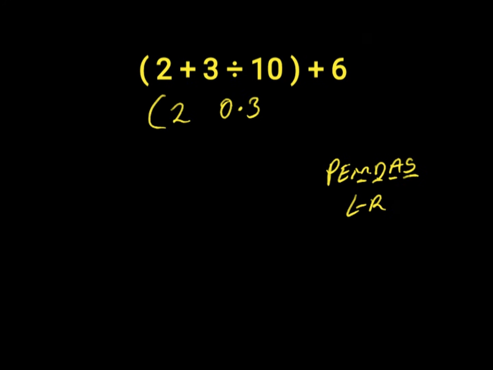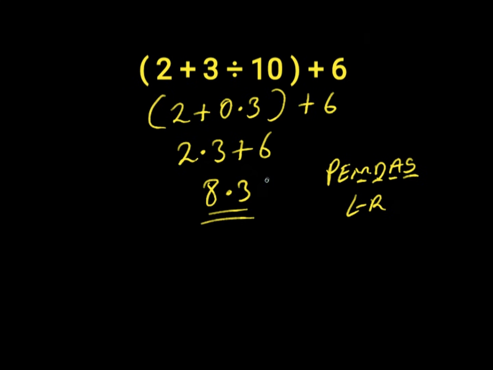Then we are seeing our parentheses + 6. 2 + 0.3 will give us 2.3. Then we have 2.3 + 6. 2.3 + 6 will give us 8.3. 8.3 is the right answer to this expression.